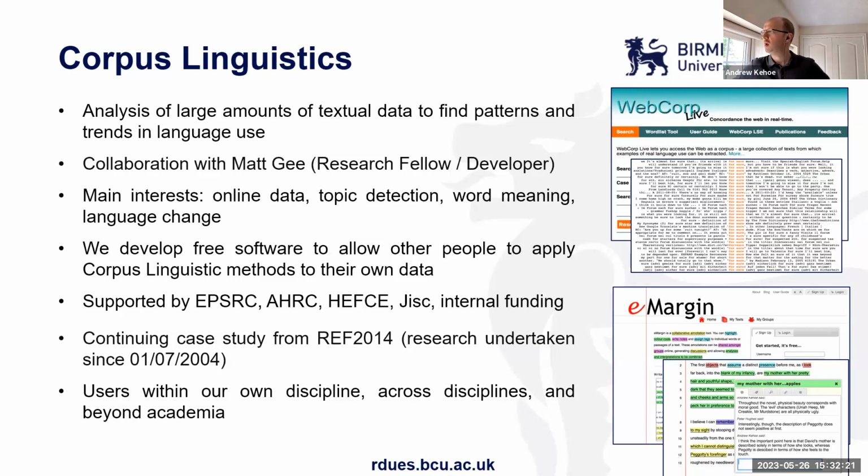So this is the same underpinning research, but with obviously different impact window and different users. And the users, as I'll show, are within our own discipline of corpus linguistics and linguistics more generally, but also in other academic disciplines and beyond academia as well. There's two main software tools that I'll talk about. They're shown on the right there, WebCorp and eMargin.